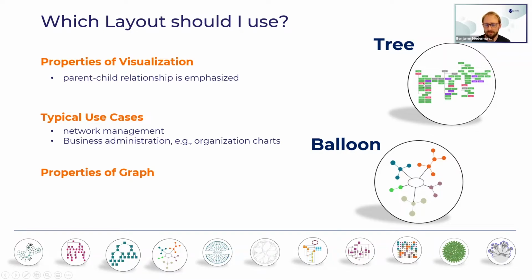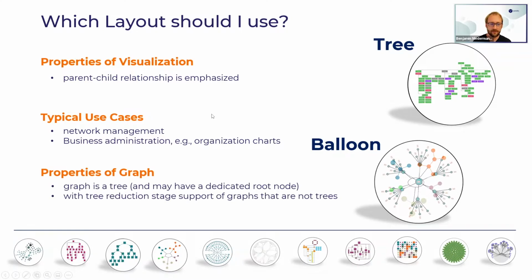And these are typical tree layouts, and as I already said, the very important thing about this is that the graph is an actual tree and may have no cycles. And as you will see later in the coding example, you can specify a dedicated root node. Is it always true that you can apply it only in trees? Yes, that's true, but you can use a tree reduction stage to support graphs that are not trees.